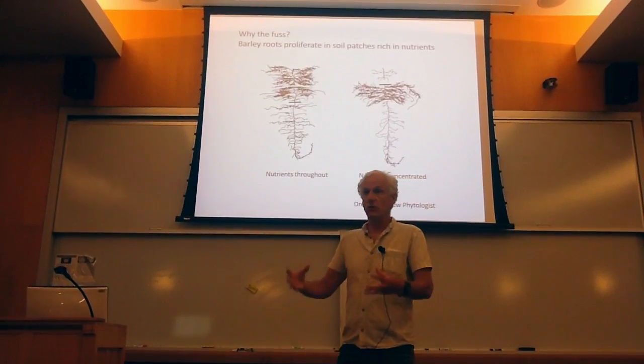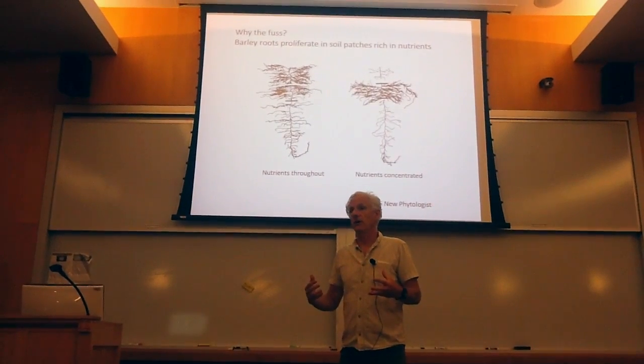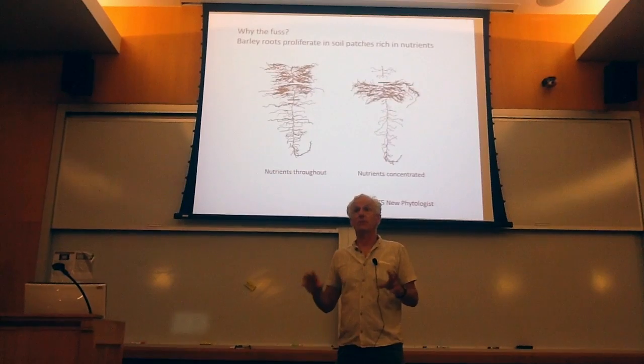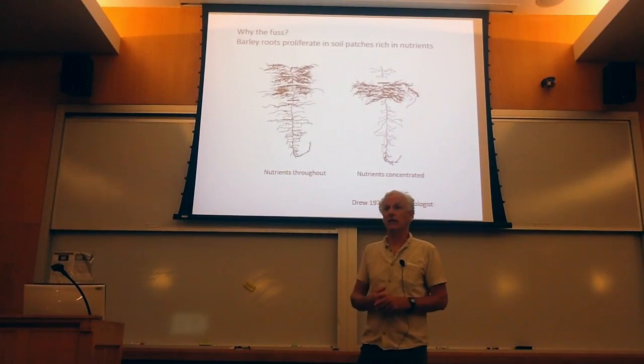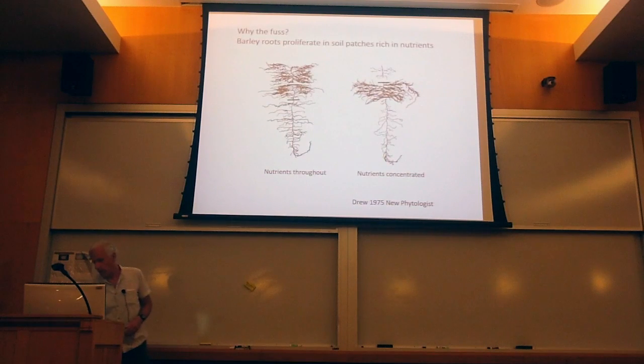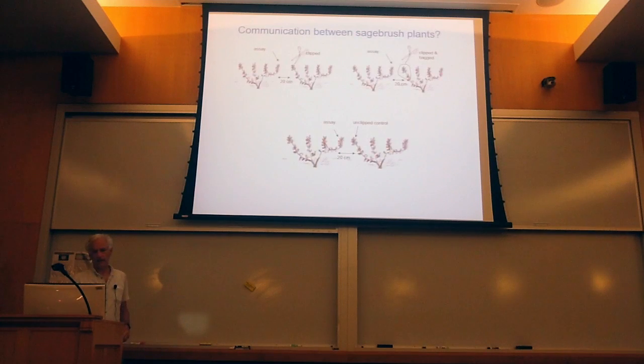Do they change accordingly? And do they communicate? Are they perceptive about what's going on to their neighbors, in terms of whether their neighbors are getting eaten by herbivores? And so the system that I've worked with in asking whether or not plants communicate about herbivory, which is my next question.